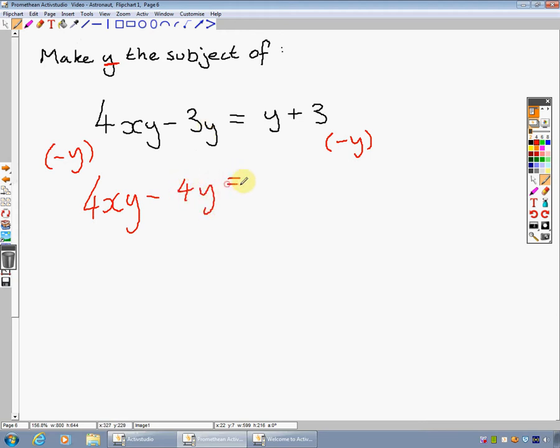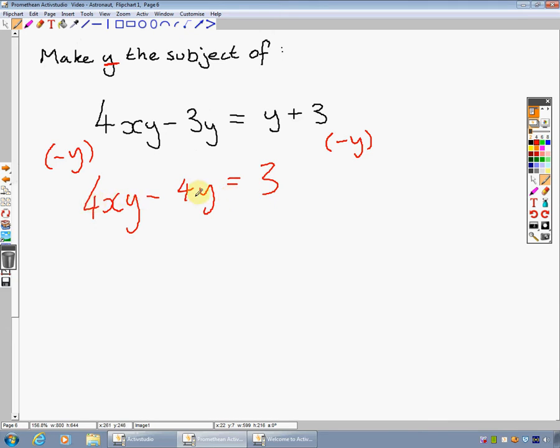And now I've got these two terms that I can't bring together, because this is a 4x times y, and this is a minus 4 times y. I can't bring them together because 4x is not a like term to minus 4, that's got an x in it. But what I can do is take y out as a common factor there. If you were being really clever, you could take 4y out as a common factor, but there's no point because we want to end up with y on its own anyway.